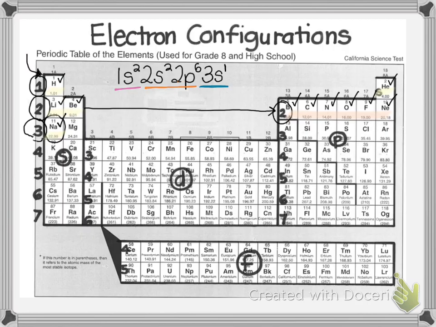The third level would be the highest, and so our valence electrons are in the 3s1. So the configuration of the valence electrons is 3s1. The number of valence electrons is just 1.